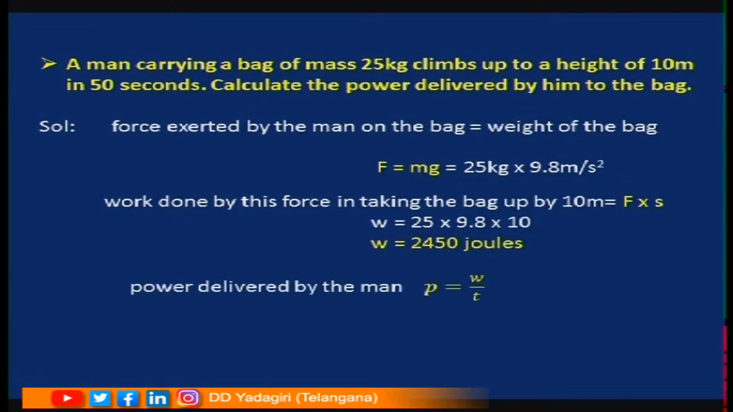Then what is the power delivered by that man? We know the formula, power equals rate of doing work, that is P equals W by T. Observe here, children. Power delivered by the man P equals W by T, that is 2450 by 50, which we got in the above calculation. Now, the answer is 49 watts.